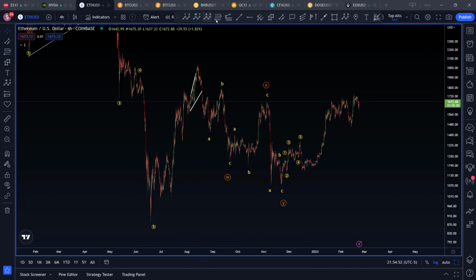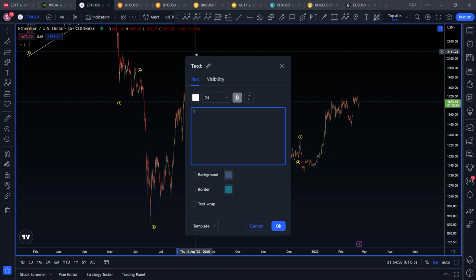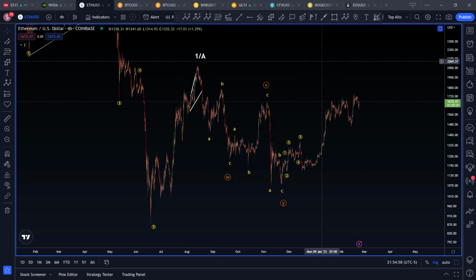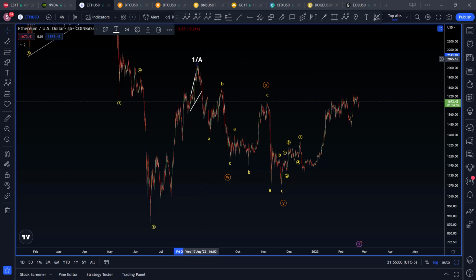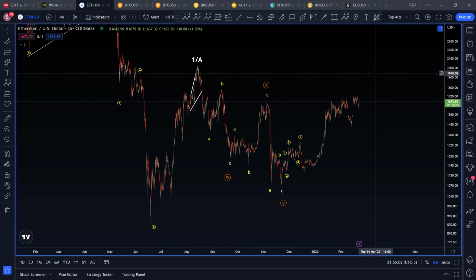This would be a 1/A. See, I'm not saying that it's a 1. I'm saying it's a 1 or an A, and that's all I've ever said, right? This doesn't have to be a 1. It could just be an A, B, putting in C. But we'll get into that in a second, because what we're seeing here, while we haven't made a new high, is quite bullish.